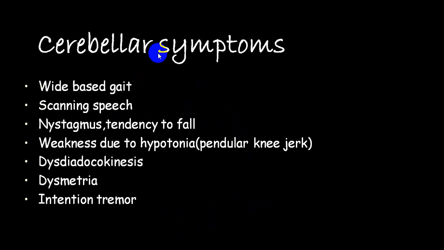Cerebellar signs will be very commonly present if the person has the pons and medulla involved, where the person will have ataxia, wide-base gait, scanning speech, nystagmus, hypotonia, pendular knee jerk, adiadochokinesia or dysdiadochokinesia, dysmetria, intention limb tremor, and other cerebellar signs.